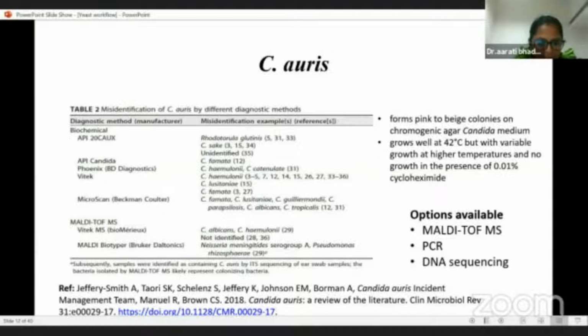This paper was from 2018. In this, MALDI-TOF MS also misidentified C. auris as albicans or haemulonii, but currently the database of MALDI-TOF MS has been updated, so it can identify C. auris correctly. So for the correct identification of C. auris, the best methods are first MALDI-TOF MS at present, and then C. auris specific PCR and DNA sequencing.